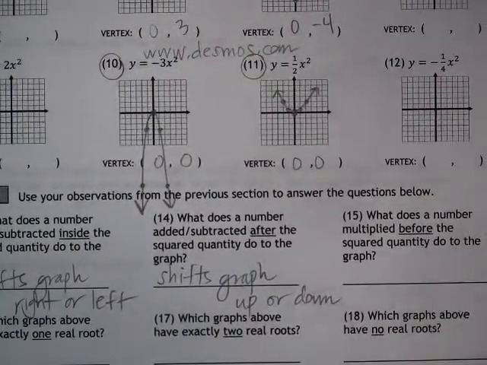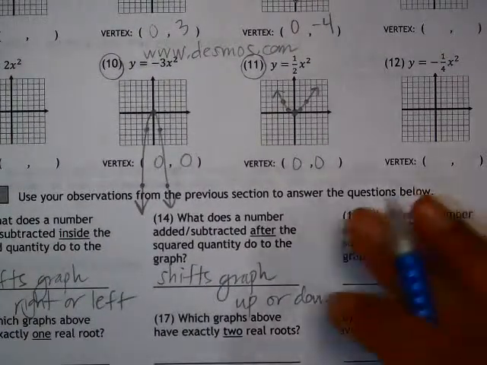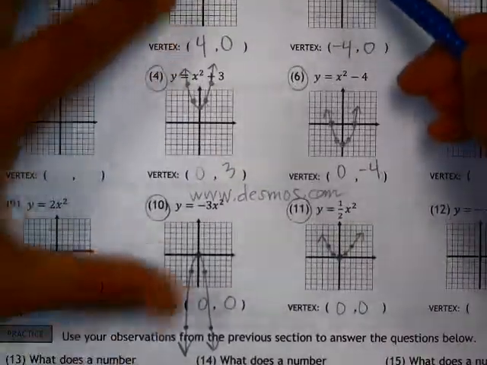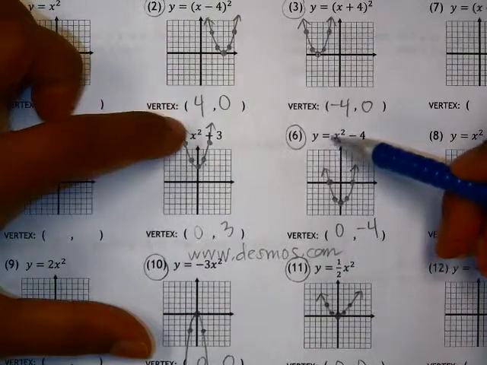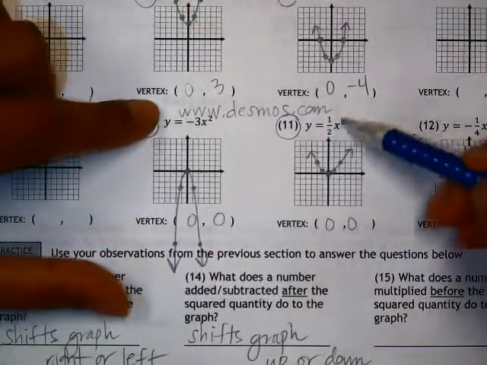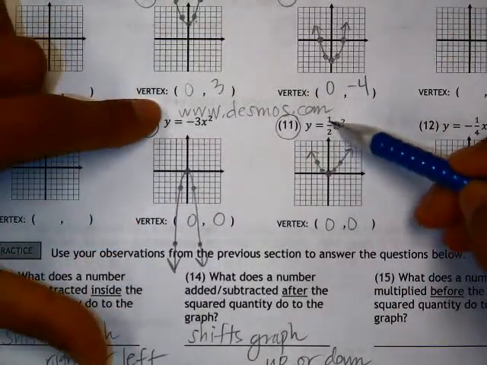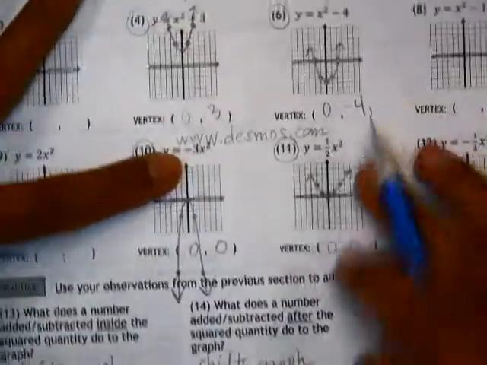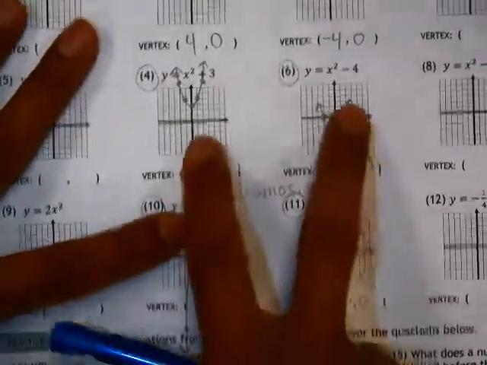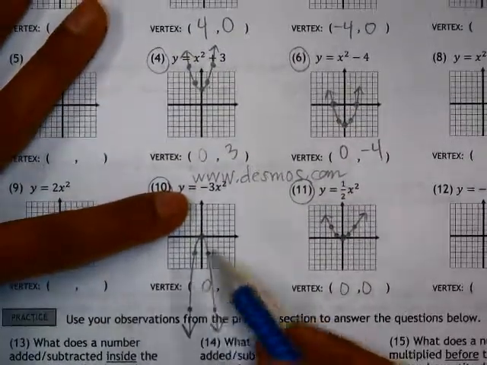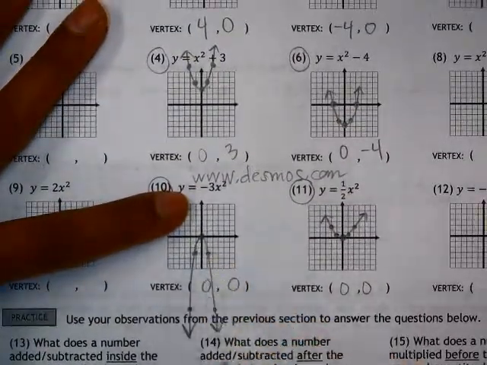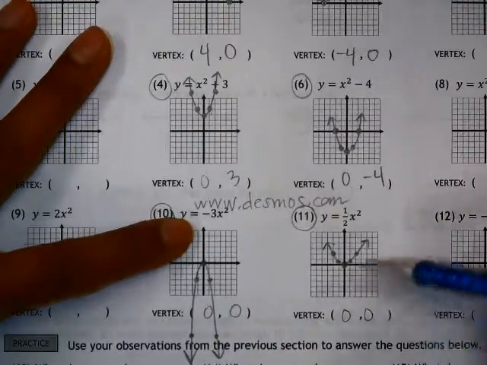All right, what is a number multiplied before the squared quantity do to the graph? In 2, 3, 4, and 6, there was no number other than 1 in front of the squared quantity. Here, there is a number other than 1 in front of the squared quantity. If we compare 10 and 11 to all of the problems from 2, 3, 4, and 6, we notice here that this one has been stretched, this one has been compressed.